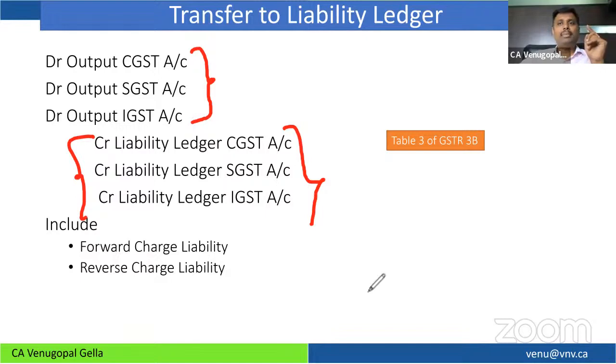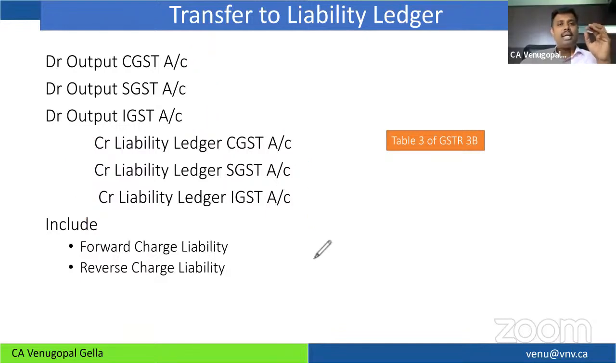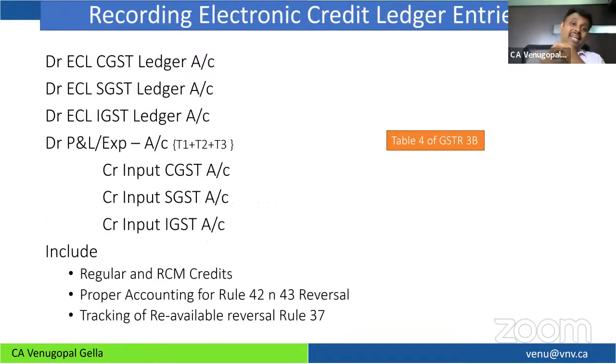Now, when I make my purchases, I will record the purchase account debit, say 100 rupees, input CGST 9, input SGST 9, vendor account credit 118. This input CGST and SGST also forms the basis of the credit that you have availed in 3B. Table 4A is the credit that is availed, 4B is reversal. So if there are any reversals also, you will account for them.